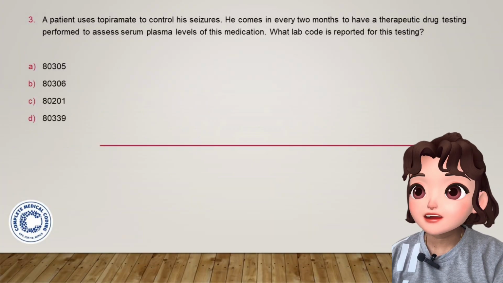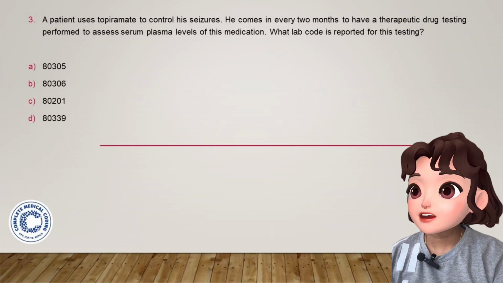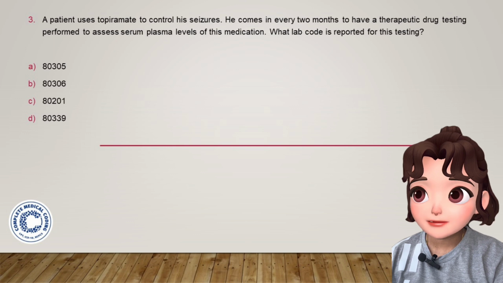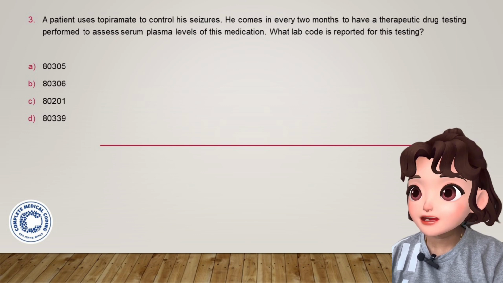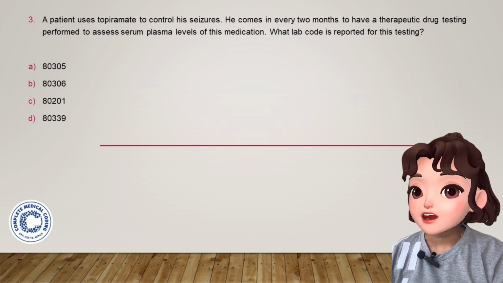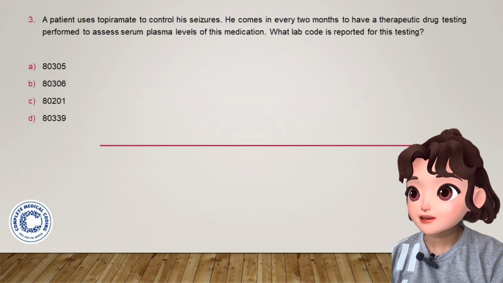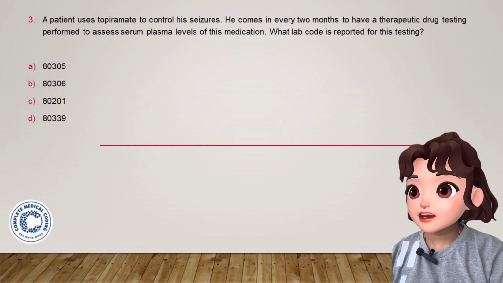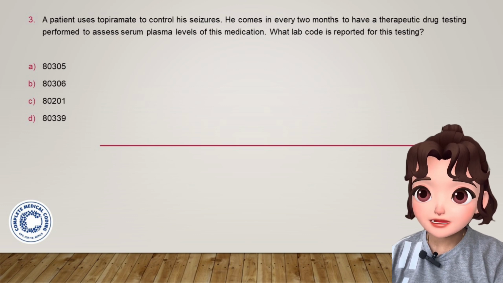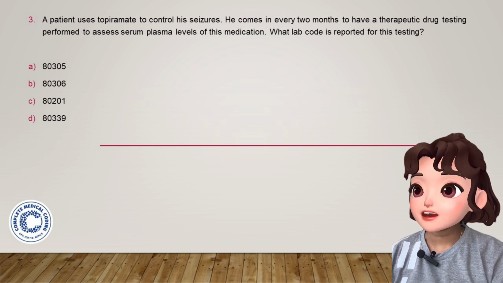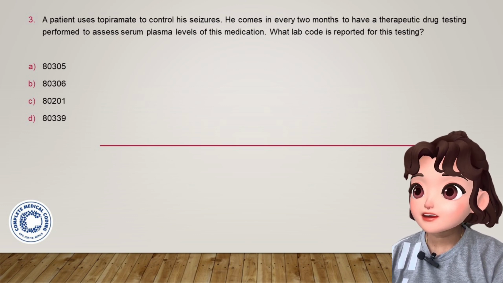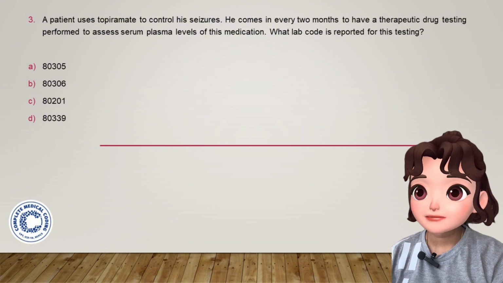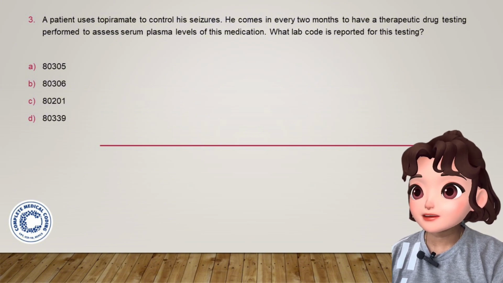Moving on to the third question. A patient uses topiramate to control his seizures. He comes in every 2 months to have therapeutic drug testing performed to assess serum plasma levels of this medication. What lab code is reported for this testing? So this is therapeutic drug testing, right? It's clearly mentioned there. Every 2 months, the patient is coming for therapeutic drug testing. So let's look into the options one by one.